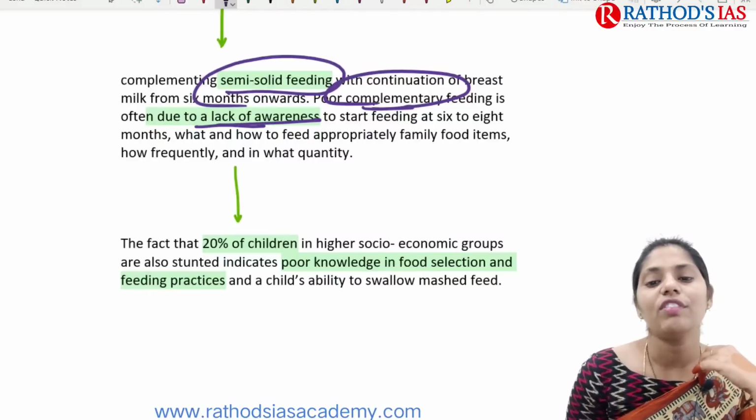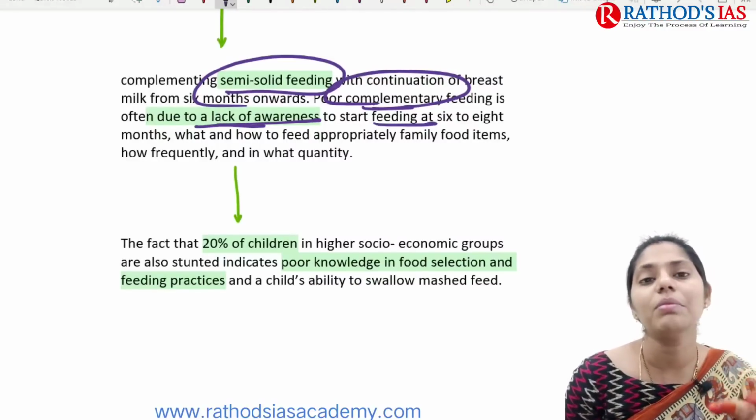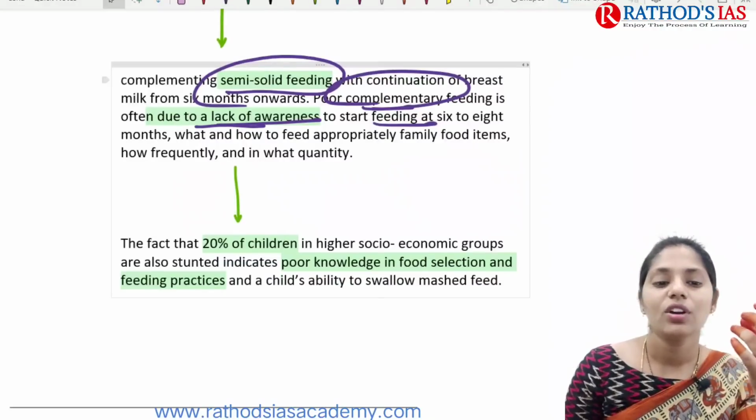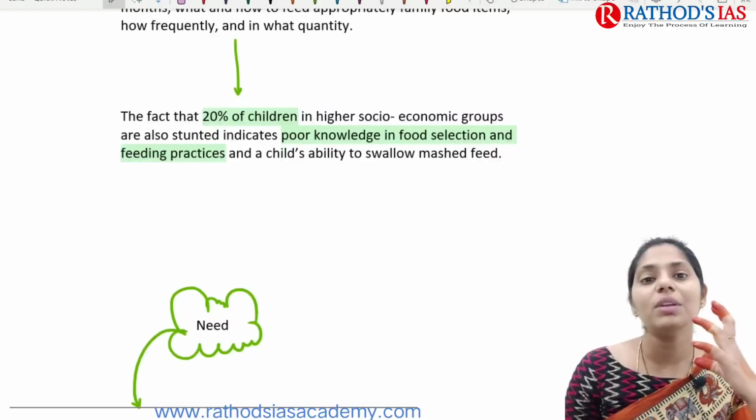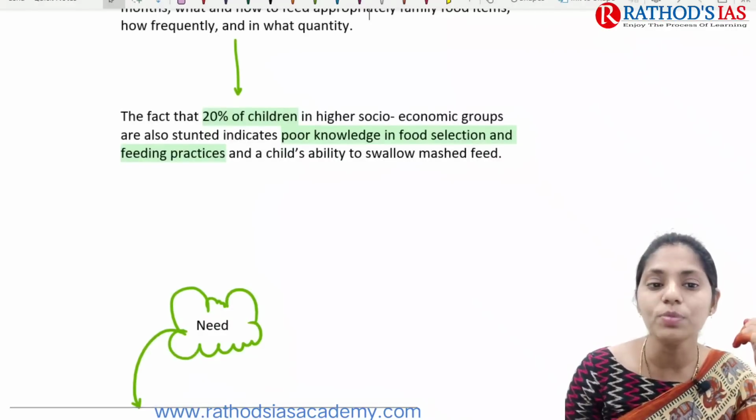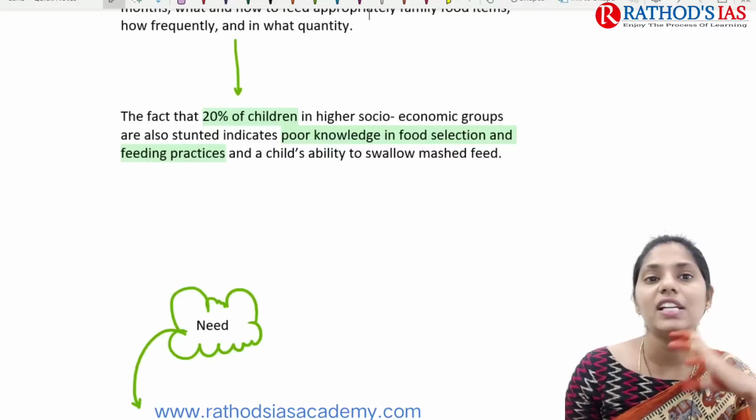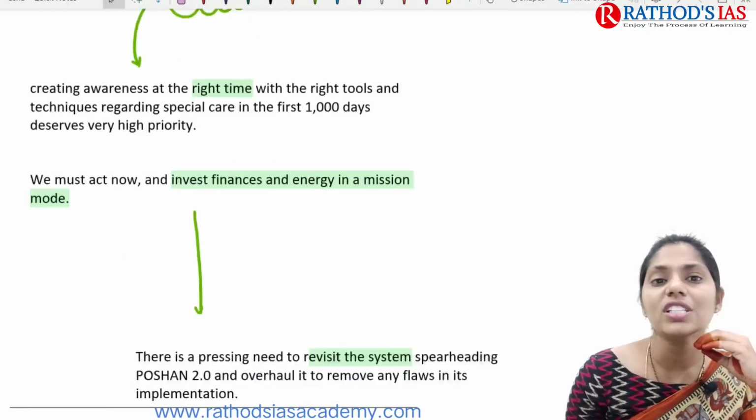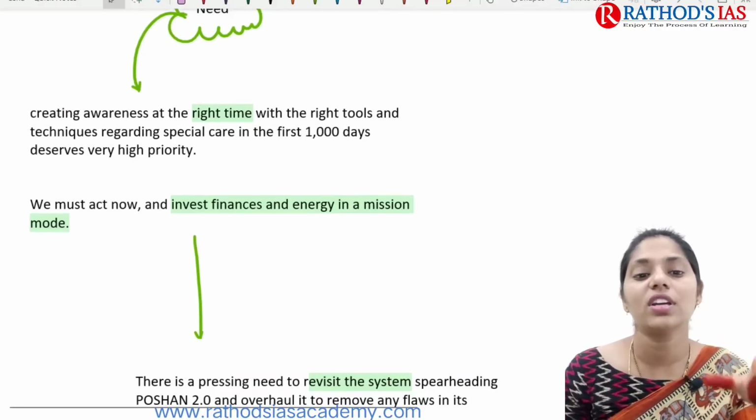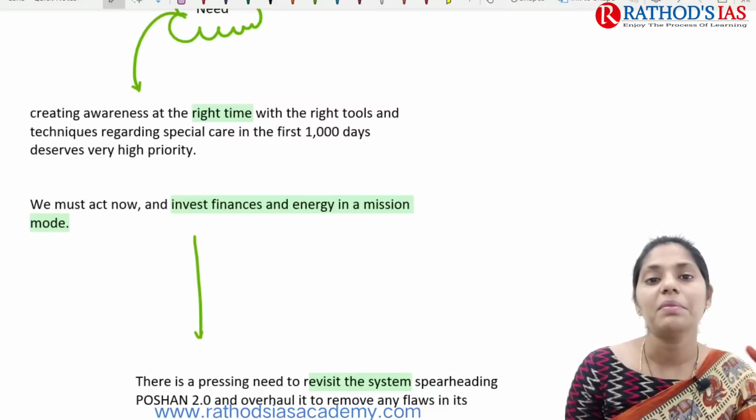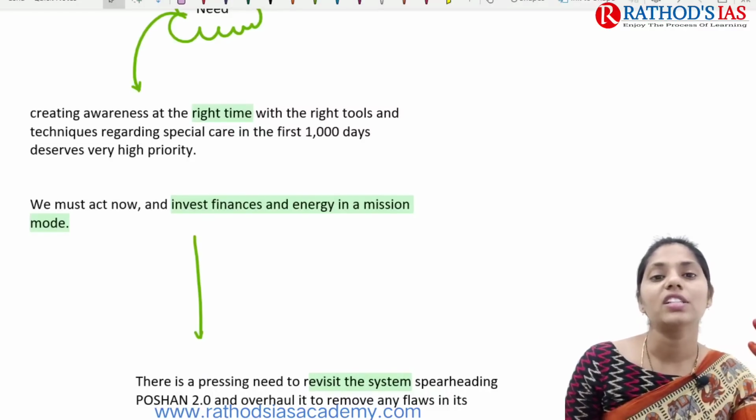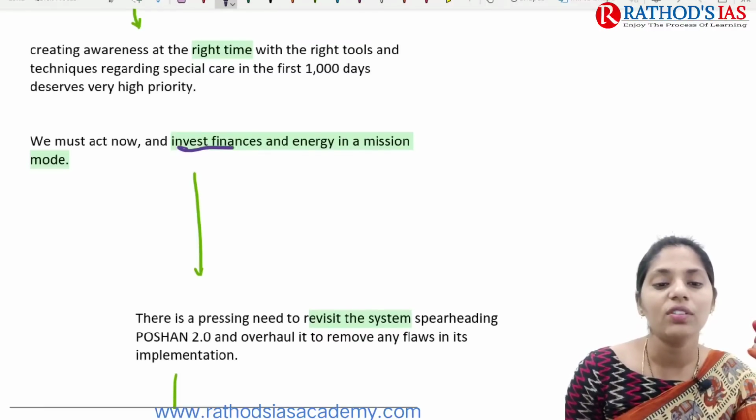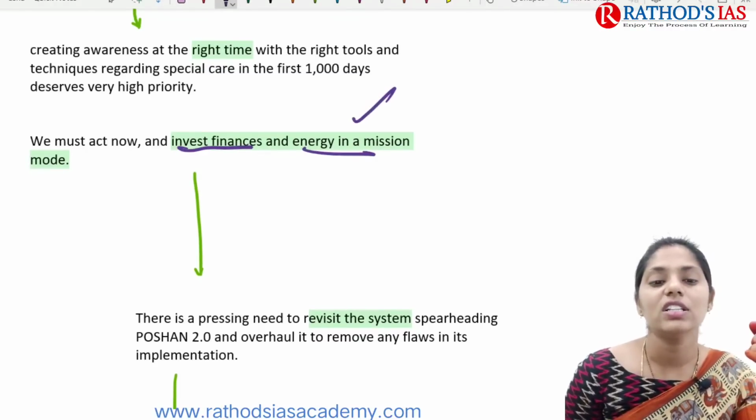So often, due to lack of awareness, a number of people won't give their babies semi-solid feeding. They think that only breast milk is enough. But it is not the case. In fact, 20% of children in higher socio-economic groups are stunted, which indicates poor knowledge of food selection and feeding practices. So in this context, what is the need? We need to create awareness regarding the right diet, right time, right tools and techniques, and the special care in the first 1,000 days. We must also act now and invest finance and energy in this mission.